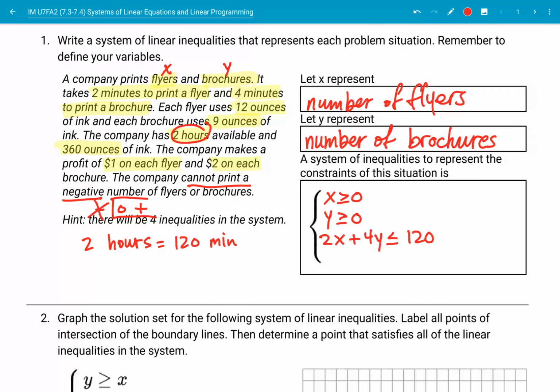Then the last one is the amount of ink available. The flyer uses 12 ounces of ink, so 12 times the number of flyers that I make plus 9 times the number of brochures that I make has to be less than or equal to the total ounces of ink, which is 360. You may be asking, how come we don't have a linear inequality for the profit? Well, it's because there isn't really a limitation on how much profit we can make, so we don't write the inequality for that.